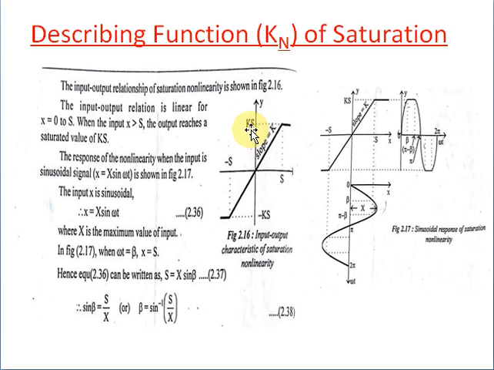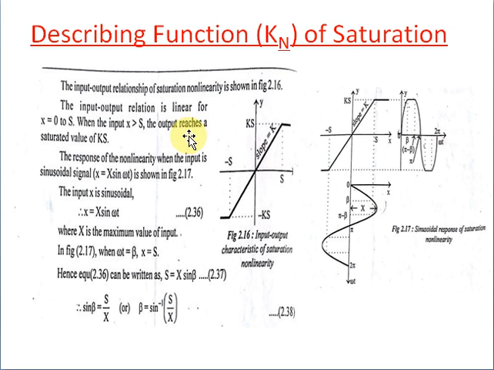Okay, is it clear? This figure shows the input-output relationship of a saturation nonlinearity. Up to x equal to s, with slope k, this is a linear relation. After that, when x is greater than s, the output reaches a saturated value.